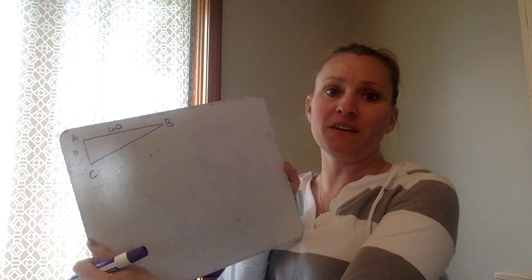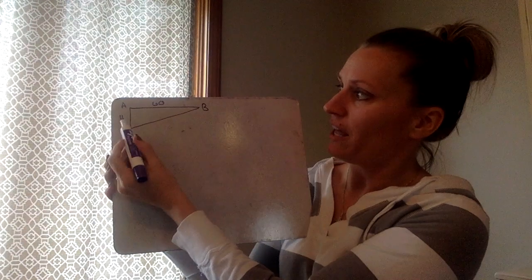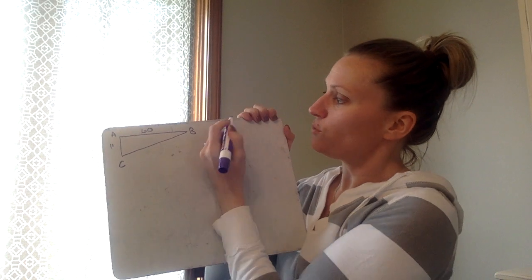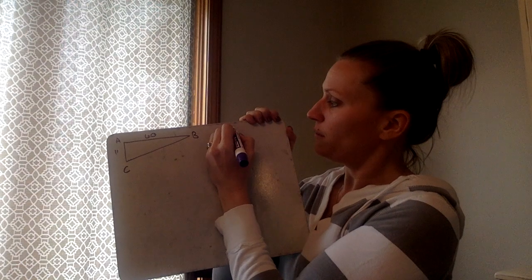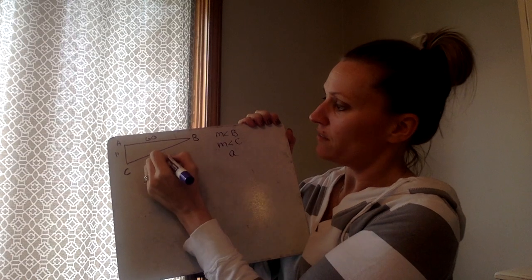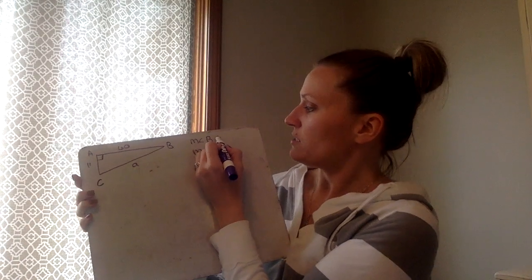So what happens if you're given two sides? Now this triangle is a little unique because I have an 11 and a 60. Those are two very different numbers. But when I look at this one, I'm asked to find the measure of angle B, the measure of angle C, and the side opposite of A. There's my 90-degree angle. So these are the three parts I need to find.